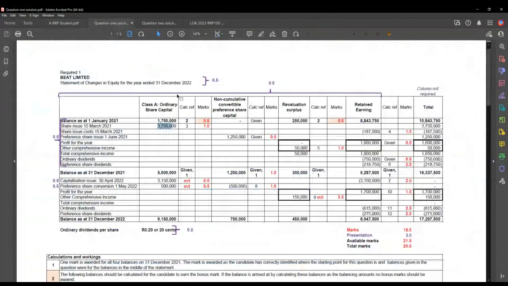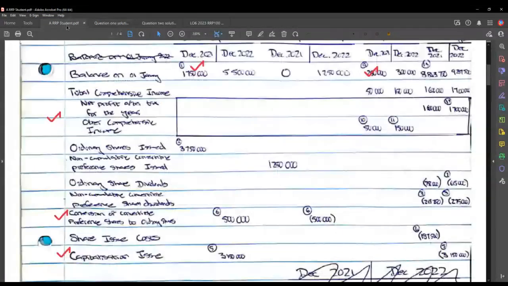So you find that the examiner won't go and look at the calculations if the amount is right. There's no need to, right? So we can just allocate one whole mark there, right? But this has an accompanying, right? It has an accompanying share issue cost.